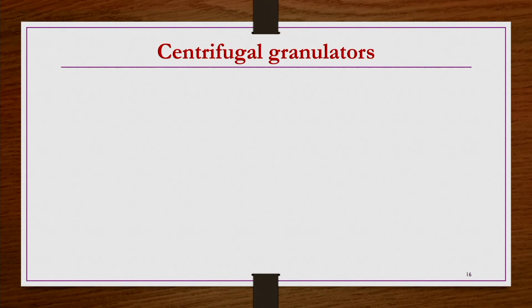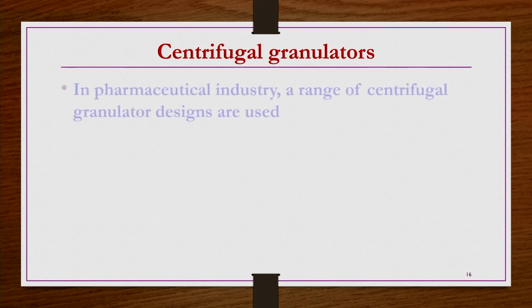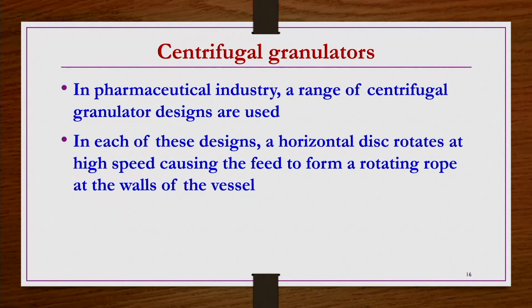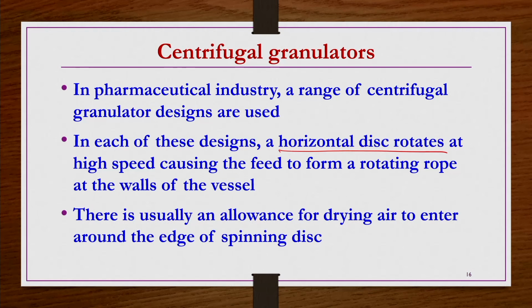Okay. Then centrifugal granulators are the next category. They are extensively used in the pharmaceutical industry, and each of these designs has a horizontal disc which rotates at high speed, causing the feed to form a rotating rope at the walls of the vessel because of the centrifugal forces. That schematic we will see now. There is usually an allowance for drying air to enter around the edge of the spinning disc. So within these centrifugal granulators, we can also have a provision for drying of the granules.